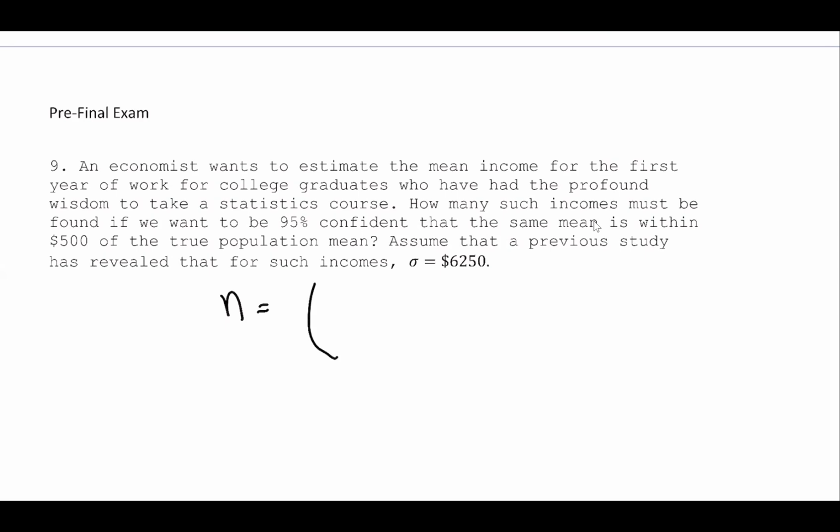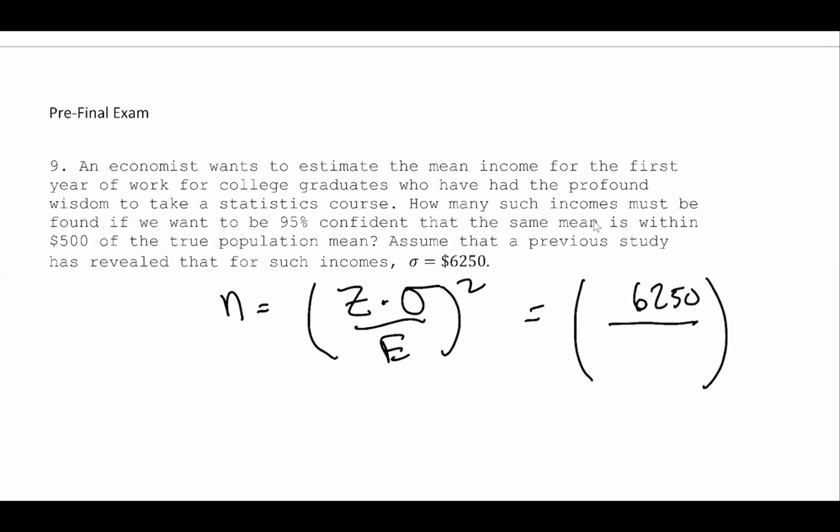All right, so for this one, we want to know the sample size. To find the sample size, you have to use this formula: z times sigma divided by margin of error, squared. So that's the formula that we want to use. They already gave us sigma, which is 6,250. And they already gave us the margin of error because they want it to be within 500. So you divide this by 500. The only thing that we need is a z value.